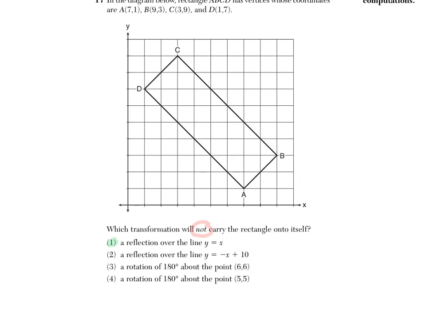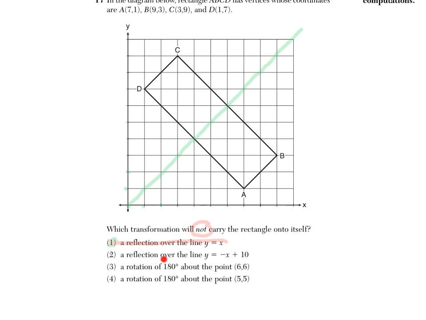And I can see it says a reflection over line y equals x. So what is y equals x? That's when y is 1, x is 1, y is 2, x is 2, and it's going to take this shape like so. And when it reflects, you know what? It's going to take the same exact shape. It's going to reflect over this line. It's going to look the same. So we know that we can rule out number 1.